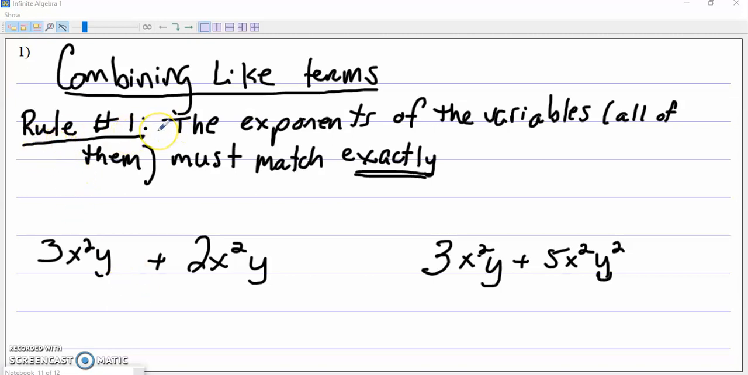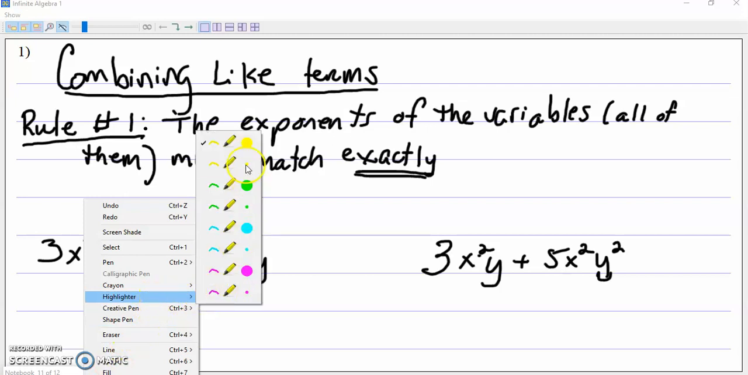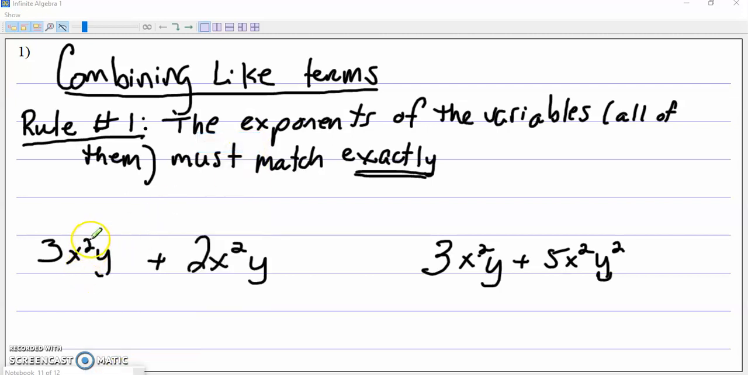So rule number one, the exponents of the variables, and it has to be all of them, must match exactly. So if you look down here, let me get a highlighter. If I look, the x squared here, the x is squared, and so is this x, it's squared. The y here doesn't have an exponent, which means it's a 1, right? And neither does this one. So that means whatever x and y stand for, then they are standing for the same number.